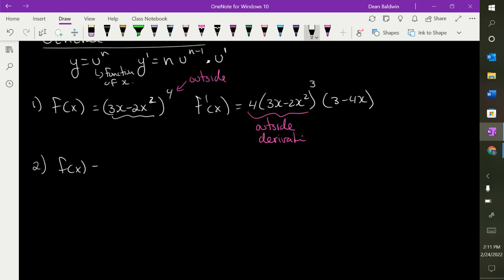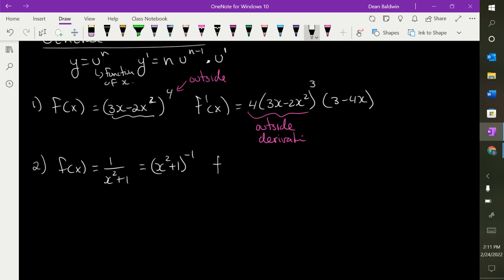We have f of x is equal to 1 over x squared plus 1. So this is the stuff I was telling you yesterday. It looks like it would be a quotient rule. But now that we have chain rule, we can rewrite this as x squared plus 1 to the power of negative 1.